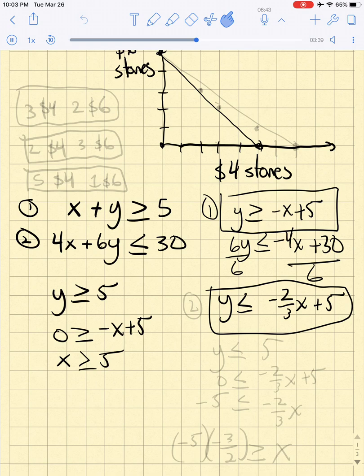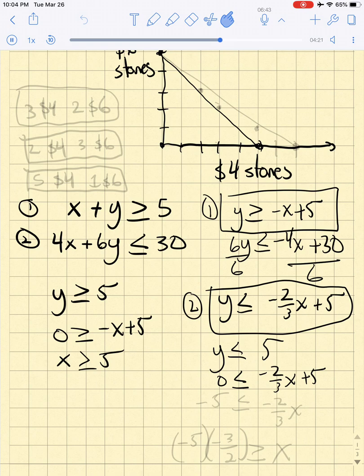I have to do the same thing now for the second equation. If I say y must be less than or equal to, I make x 0, I'm going to have 5 here, right? So that would be 1, 2, 3, 4. That's going to be 5 also, right? But if I let y be 0, then I have 0 must be less than or equal to negative 2/3 x plus 5.